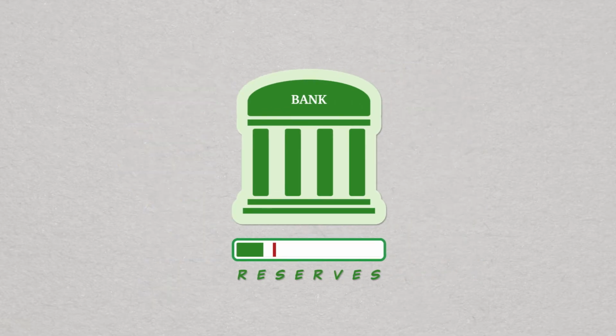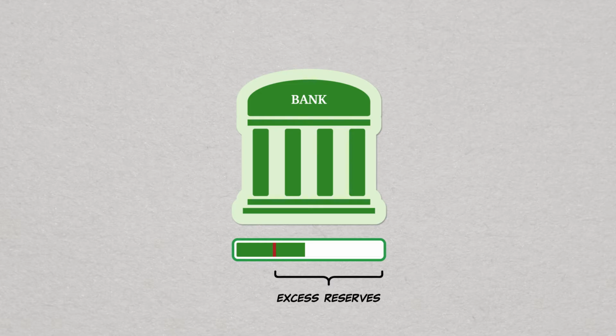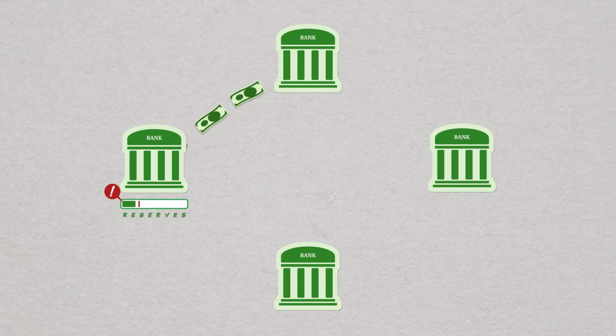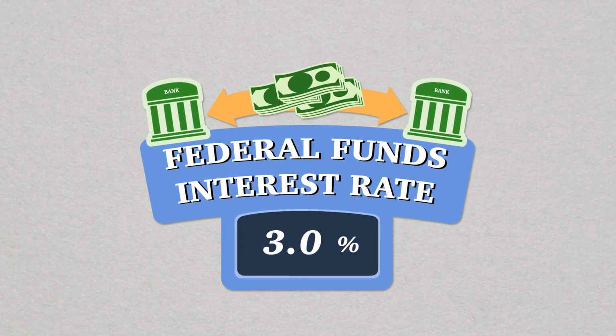Prior to 2008, the banks didn't have much incentive to keep excess reserves above and beyond what was required by law, so the banks tried to keep reserve holdings relatively low. Sometimes they even fell too low to meet Fed requirements, so they borrowed reserves from other banks. Borrowing and lending in the federal funds market established an interest rate, or the federal funds rate.